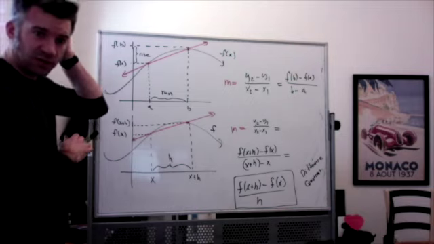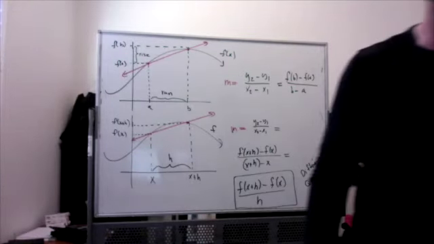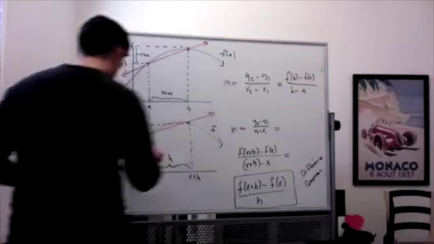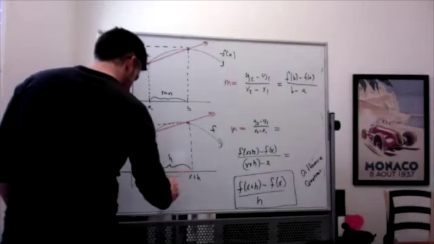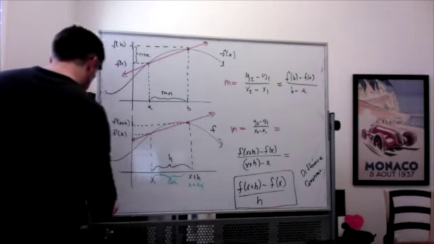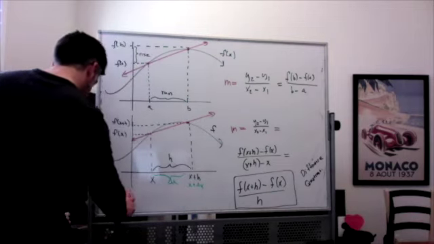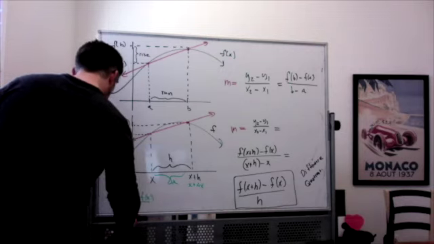Some professors prefer to use delta x instead of h. So some people, and I find delta x annoying personally for a variety of reasons, but some people prefer to write this as, you say, oh, look, this is delta x, and this is x plus delta x. So then it's f of x plus delta x minus f of x all over delta x.